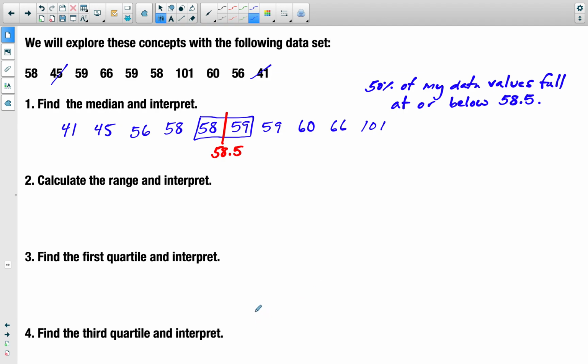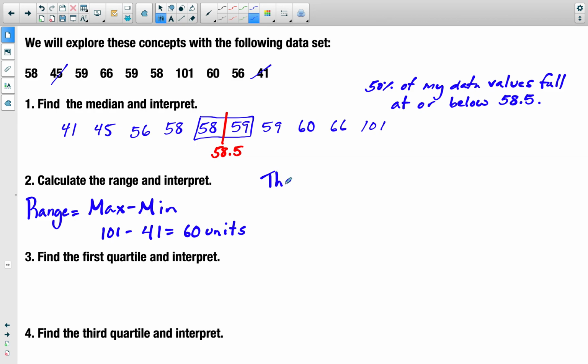All right, calculate the range and interpret it. Well, the range is going to be my maximum value minus my min. I threw the range in here because when we describe a data set, part of spread should be the range. Shouldn't be the only part, because range with outliers can be not a very good or accurate representation of your overall behavior as far as spread. So max minus min, so that's going to be 101 minus 41, which is 60 units. Because it's a generic data set, I'll just use units. So you would say the data set has a range of 60 units.